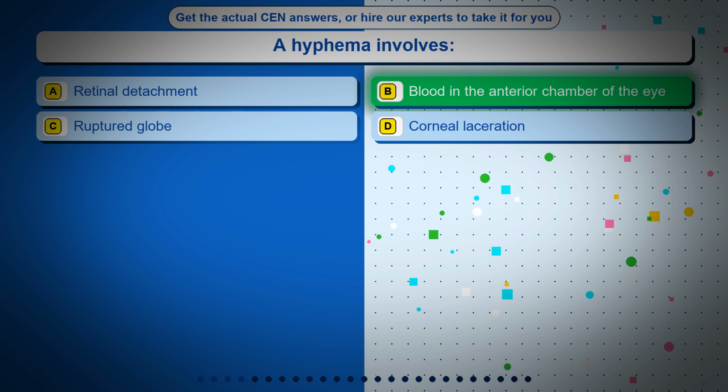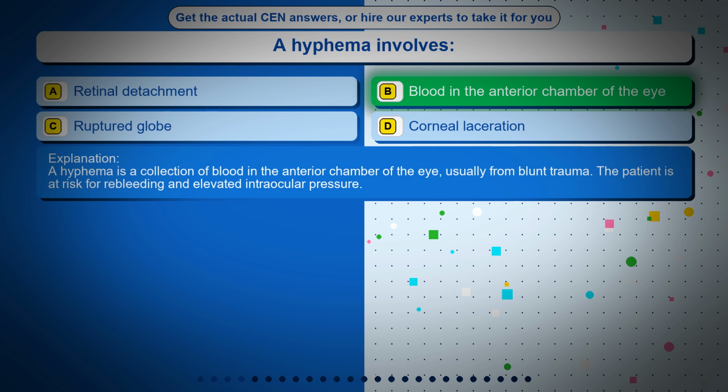Blood in the anterior chamber of the eye. A hyphema is a collection of blood in the anterior chamber of the eye, usually from blunt trauma. The patient is at risk for rebleeding and elevated intraocular pressure.